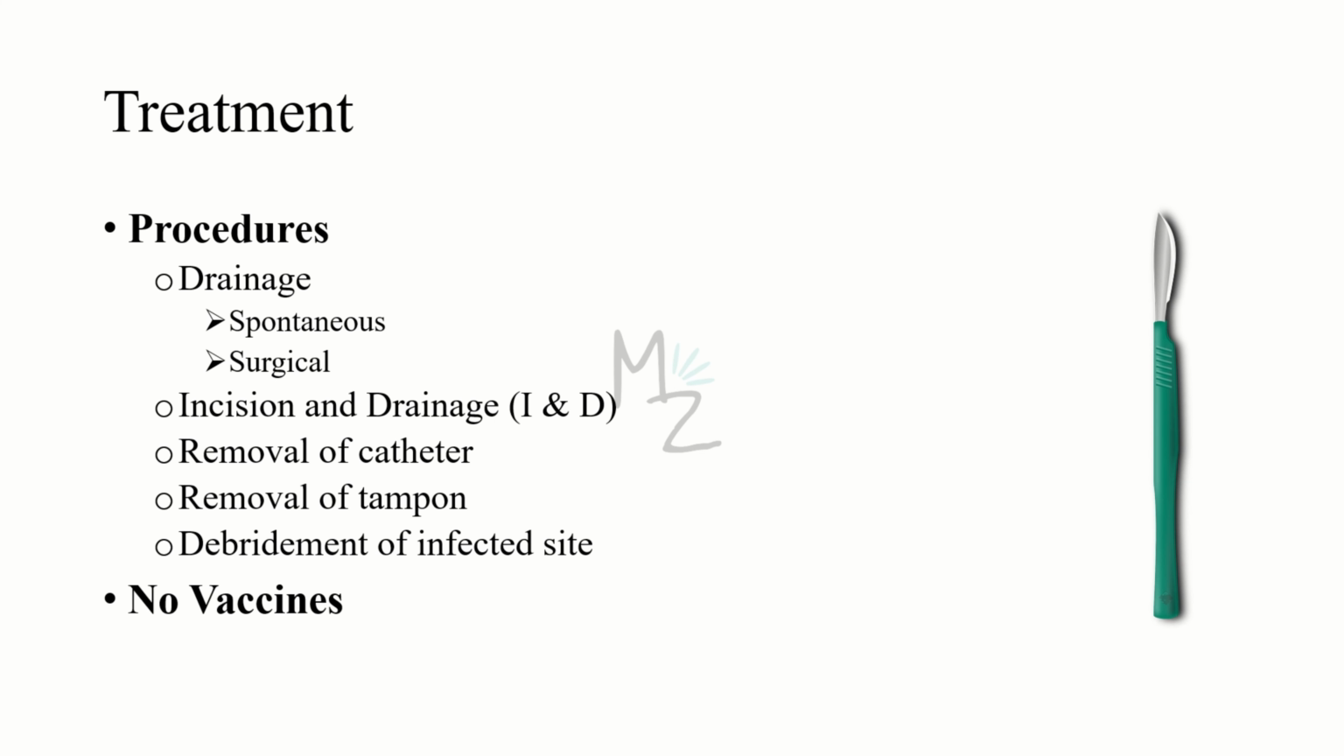There are also certain procedures that can help eliminate the disease. First one in the list is drainage, that can be spontaneous or surgical and is the cornerstone of abscess treatment. Second one is incision and drainage, and is often sufficient treatment for skin abscesses and furuncles, the boils. For Staph epidermidis and saprophyticus, removal of catheters, maybe urinary catheters, or removal of tampons, nasal packings, or surgical lap pads can be effective, and also debridement of the infected site.